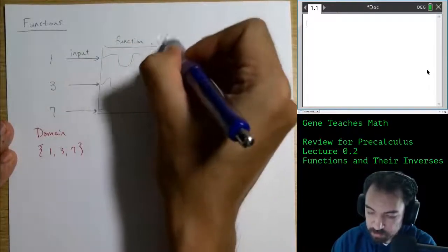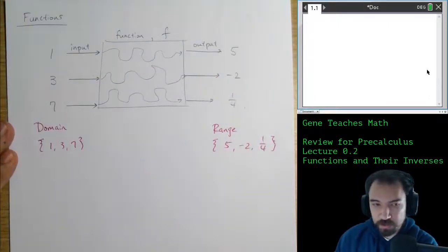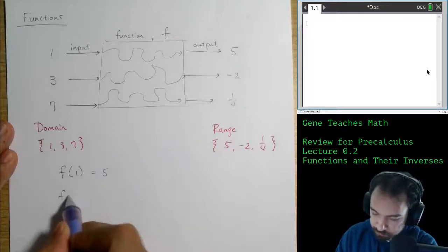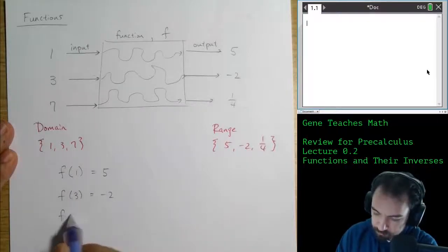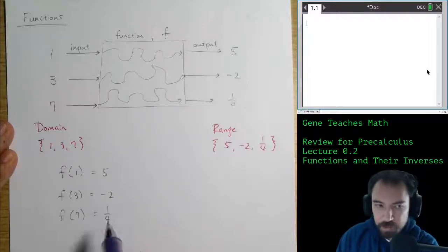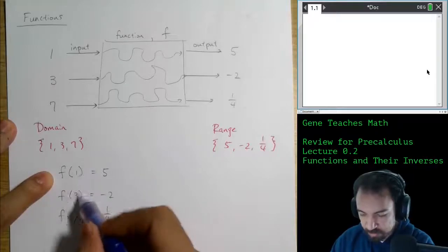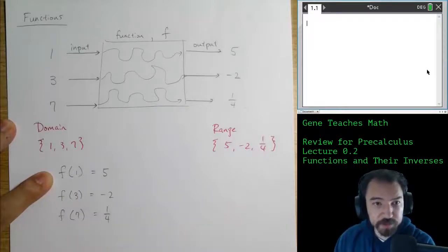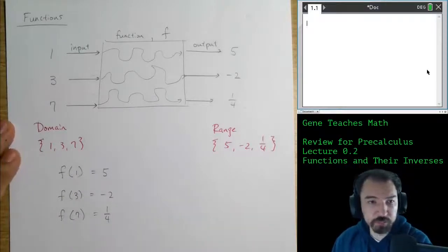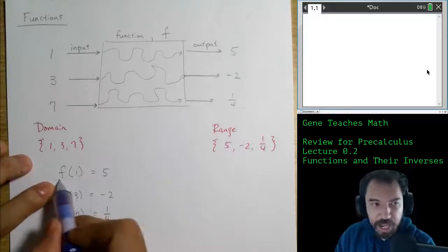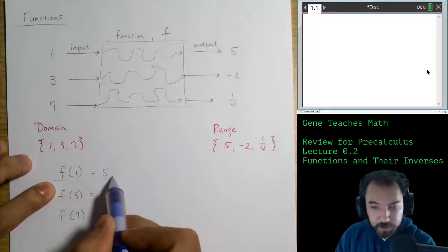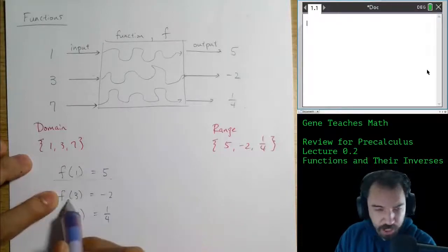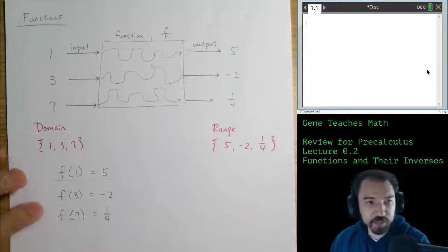Then perhaps it suits us to give this function a name. Let's go ahead and call this function f. And we can use the following notation to represent the information in the picture above. So the pattern here is the number inside the parentheses is the input. And then this f right here represents the name of the function, and then the number over here represents the output. So the way we read this is we say f of 1 equals 5. Means if you take the input of 1, the function f will produce the output of 5. And we say f of 3 equals -2, f of 7 equals 1/4.